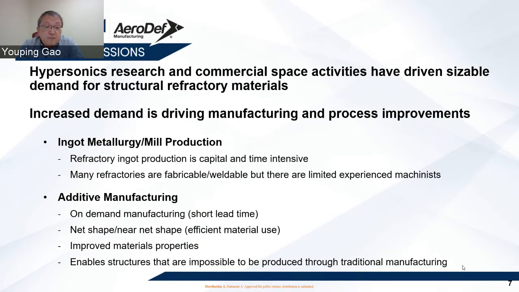With additive, on the other hand, if you have a qualified powder produced, you can produce parts within a couple of weeks. And so you can produce net shape parts. That's a big plus for refractory metals, because refractory metals are difficult to manufacture and produce structurally. And we also improve the material properties. Next, please.